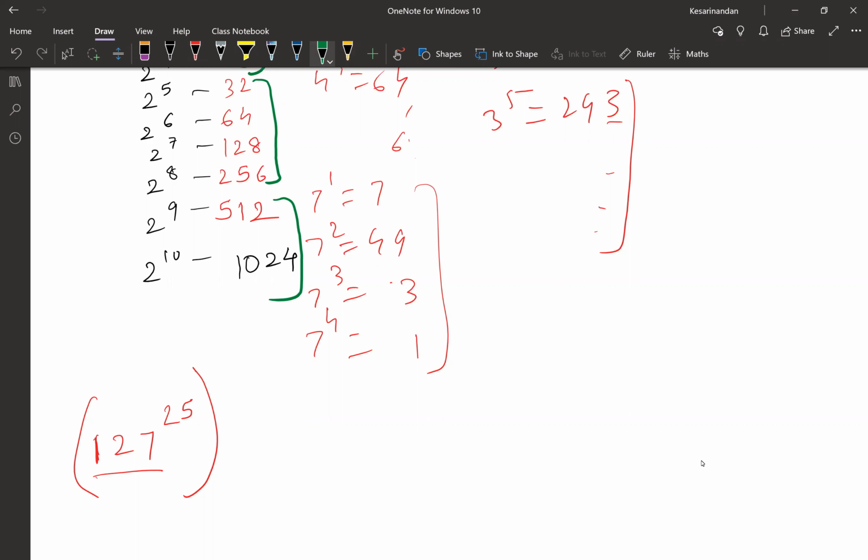Yes, anyone? What I did was, 7 will be multiplied 5 times, which gives the last digit 7, and this goes on 5 times again. So the last digit might be 7. Okay, perfect. Anybody else?